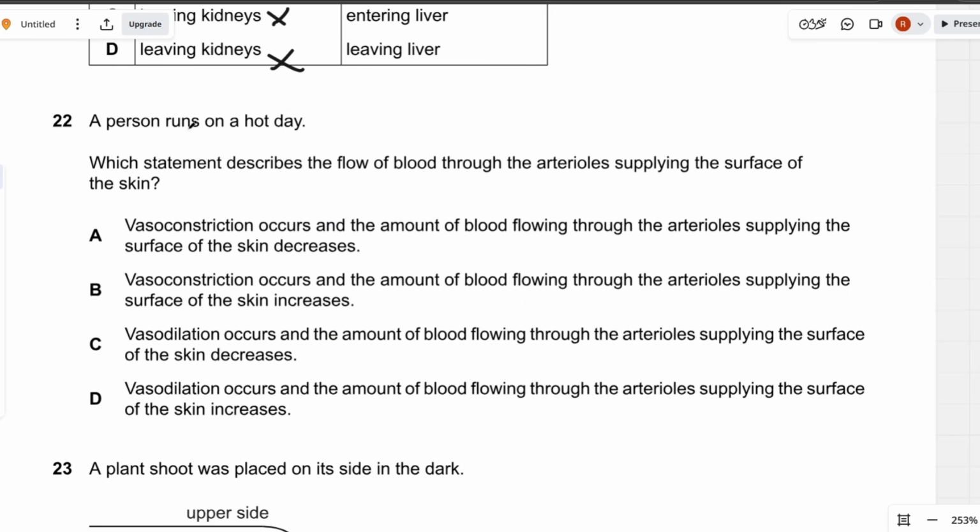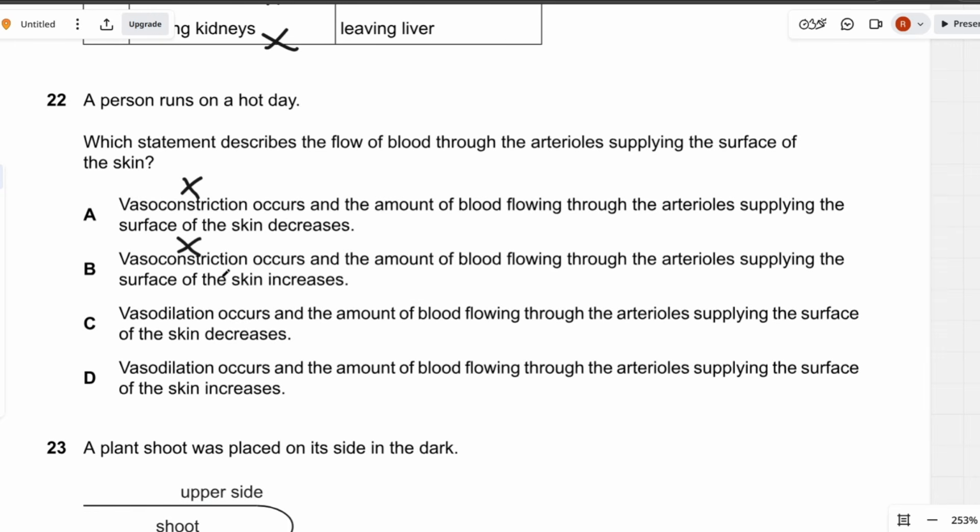So it'll only do that by increasing the diameter of the blood vessel so more blood will flow to the surface of the skin. Increasing the diameter is the process known as vasodilation, not vasoconstriction, so A and B are incorrect. When we dilate the blood vessel, the amount of blood flowing through the arterioles to supply the surface of the skin increases, so the correct answer is not C, because here they say decrease, it's D, it increases.